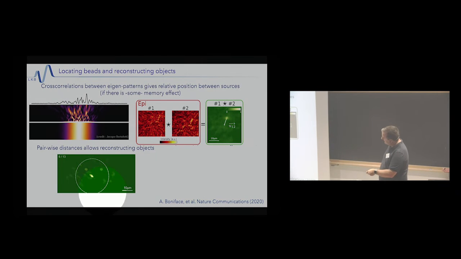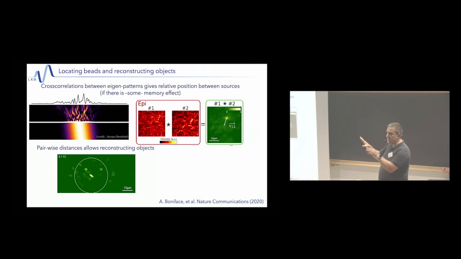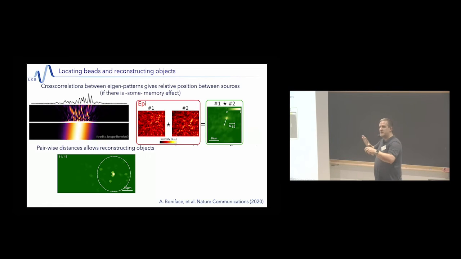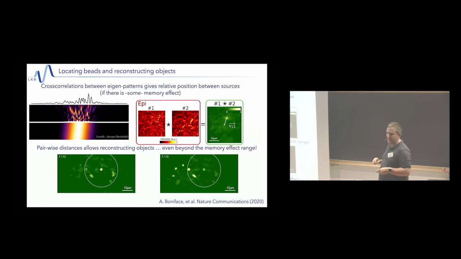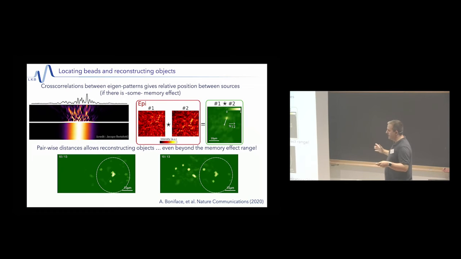So what is interesting is there is a finite memory effect, so the system is not very thin, so I can really only locate beads if they are within the memory effect of each other. Then I have some correlation between them. But what I can do is, by near neighbor, find my extended object even beyond the memory effect by combining the information from all these pairs of beads, and this way we could really reconstruct an extended object beyond the memory effect. So it's good, but it's just beads.